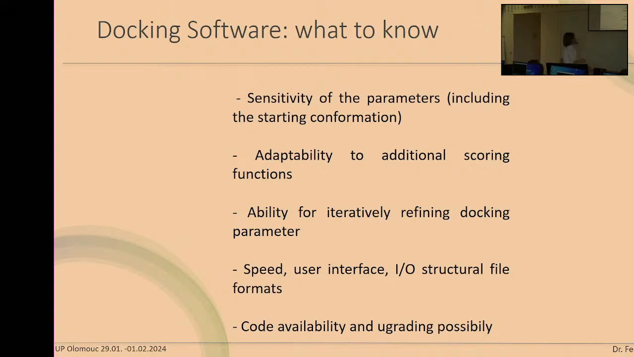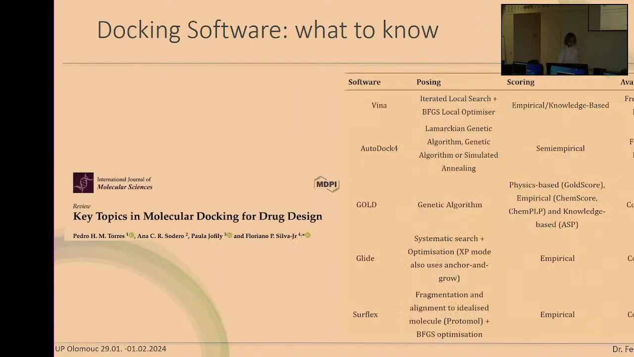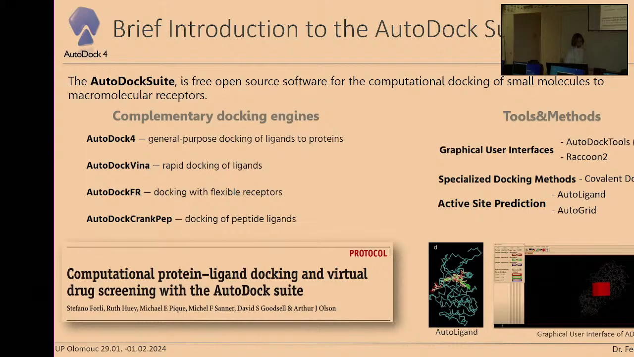And also, the code should be freely available, basically, or it could be upgraded when possible. So this is a list of the main docking software that are used, with their main differences and their availability. Some of them are commercial, while some of them, such as Vina and AutoDock, are free to use. So let's start to look better at AutoDock, and specifically the AutoDock suite, because later we will have a tutorial using both AutoDock and AutoDock Vina. So let's see better how they work.